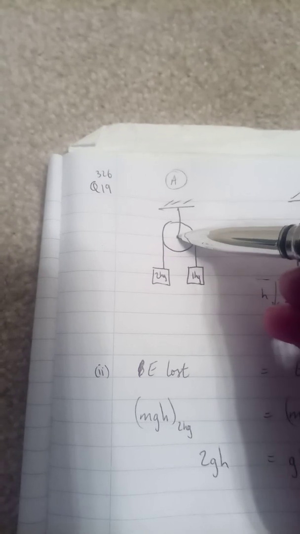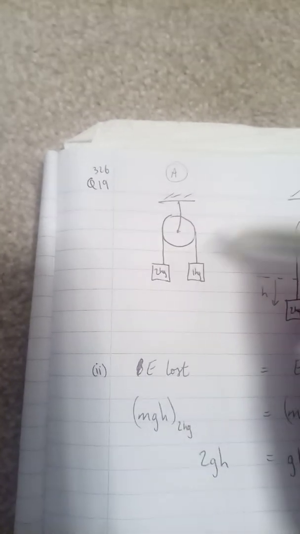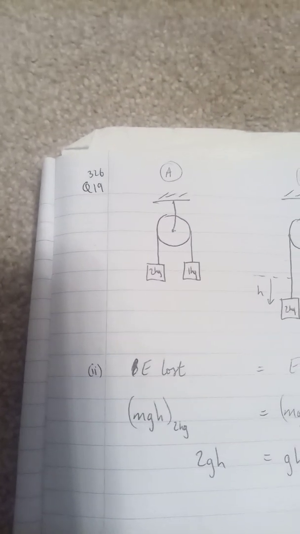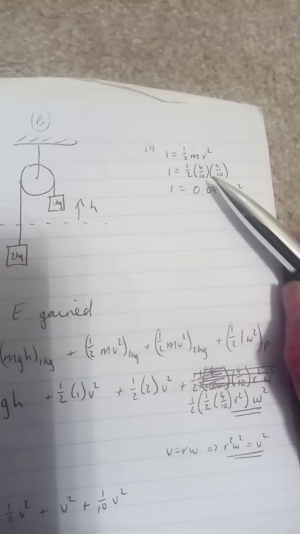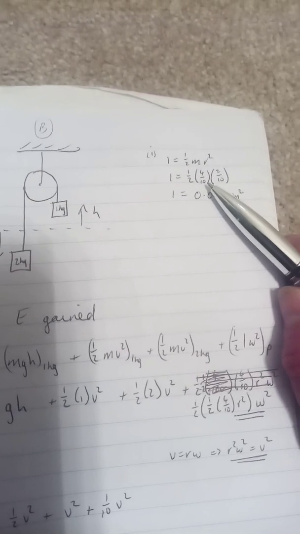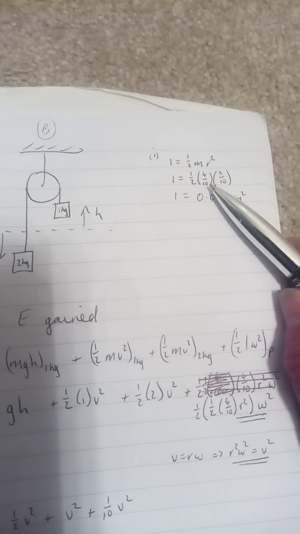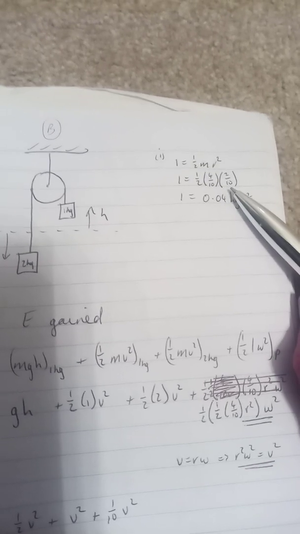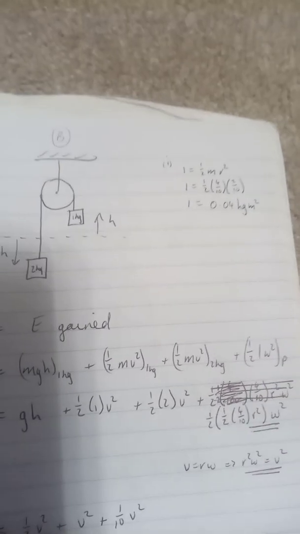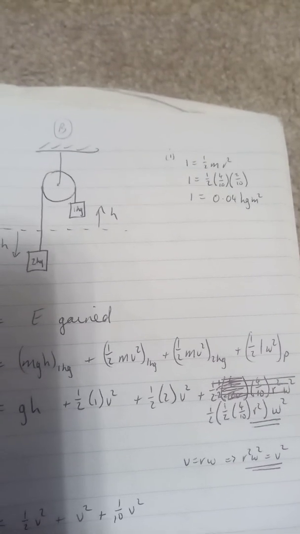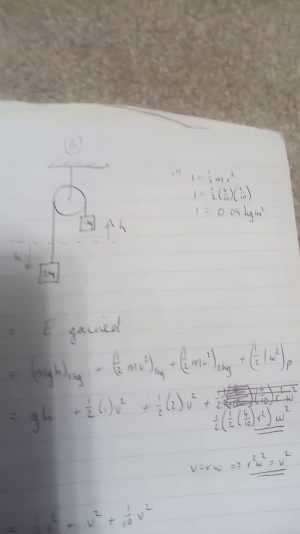Again, it's rotating about the center point, and this will be spinning anti-clockwise, meaning that the 2 kg will go downwards and the 1 kg will go upwards. So to get the moment of inertia, we know the mass is 400 grams. That's 400 over 1,000 or 4 over 10. We know the radius is 20 centimeters, so 20 over 100 or 2 over 10. And when you work that out, it's 0.04 kilograms meters squared.